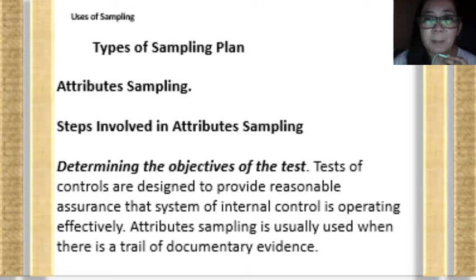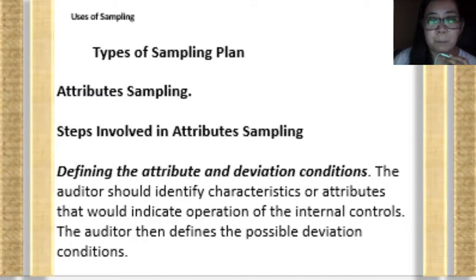In attribute sampling, we have different steps involved. First, the auditor should determine the objective of why he will do such a test. In doing the test of controls, this is designed to provide reasonable assurance that the internal control is operating effectively. Attribute sampling is used when there is a trail or documentary evidence. If there is none, then this will not be possible.